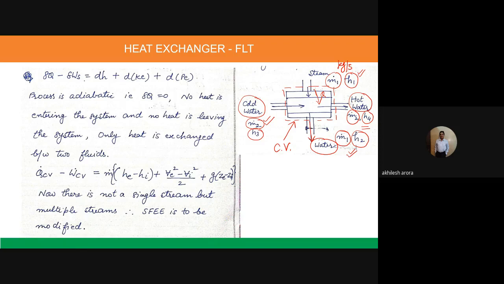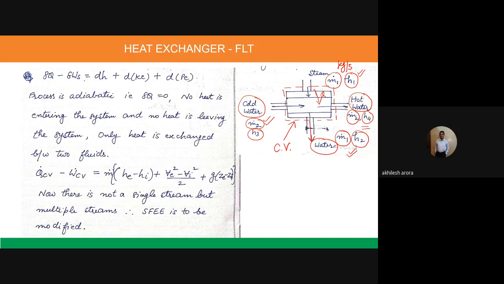And basically what we can consider here, or you can see here also, is that it is only the heat exchange between the two fluids, between the steam and the cold water, and no heat is lost to the surrounding. So that is what you should keep in mind. So it's adiabatic in nature. There is no heat loss to the surrounding, or no heat coming from the surrounding into the control volume. So the value of qcv is actually 0.